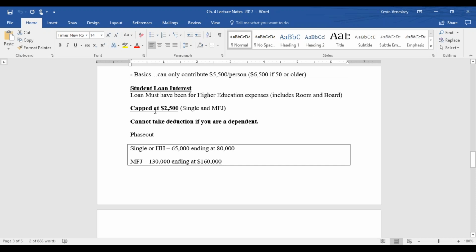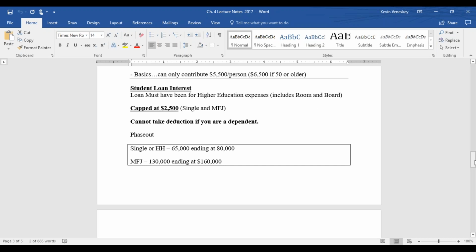Note, however, it is capped at $2,500. Once you pay over $2,500 in interest, then you do not get any more deduction. And note that is for both single and married filing joint. Therefore, this is considered a marriage tax penalty, because if you had two single people living together, they could both take $2,500, but you marry them and together they can still only take $2,500.